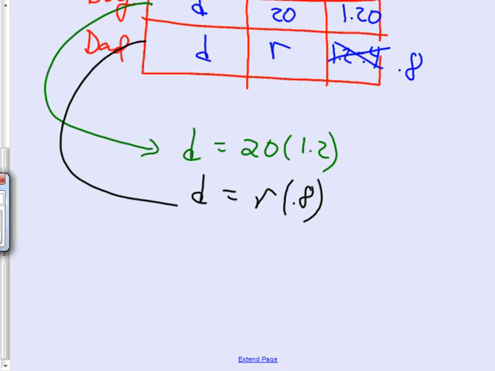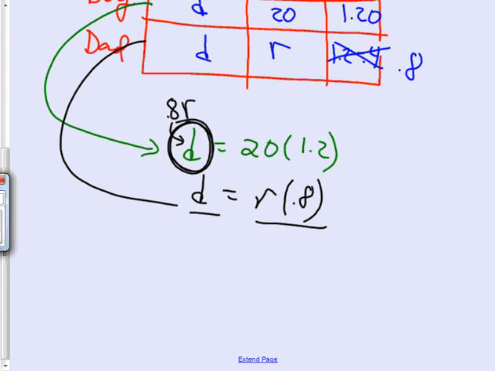So how do you solve them? You use substitution. It says D equals R times 0.8. I'm going to put R times 0.8 right there, because D is that. So I can put R times 0.8, or 0.8R, right there. Then I can solve for R.